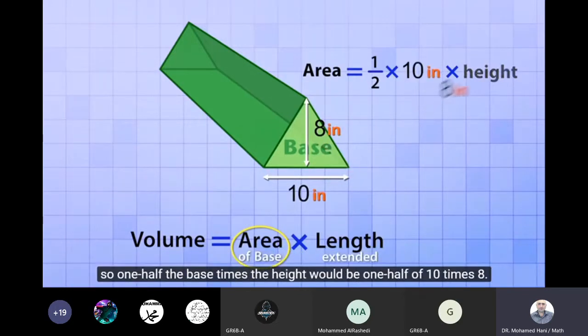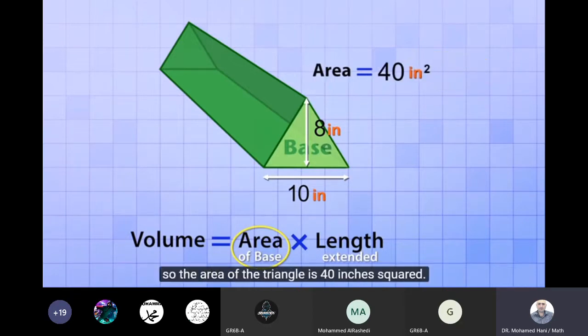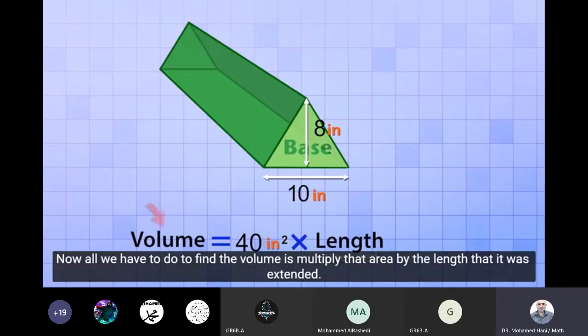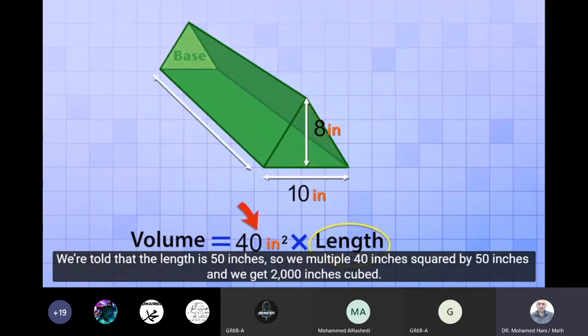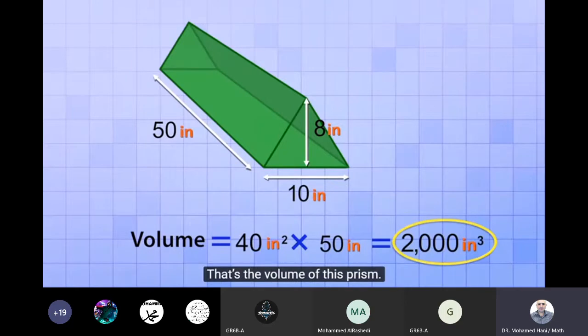So 1/2 the base times the height would be 1/2 of 10 times 8. 10 times 8 is 80, and 1/2 of 80 is 40, so the area of the triangle is 40 inches squared. Now all we have to do to find the volume is to multiply that area by the length that it was extended. We're told that the length is 50 inches, so we multiply 40 inches squared by 50 inches, and we get 2,000 inches cubed. That's the volume of this prism.